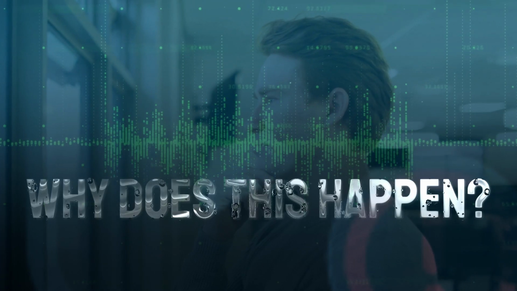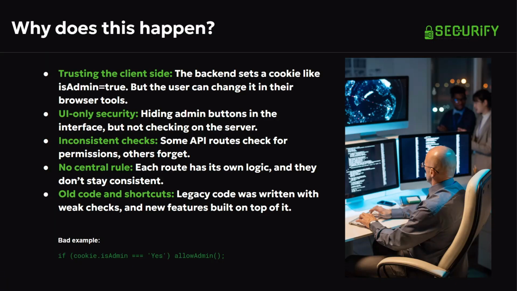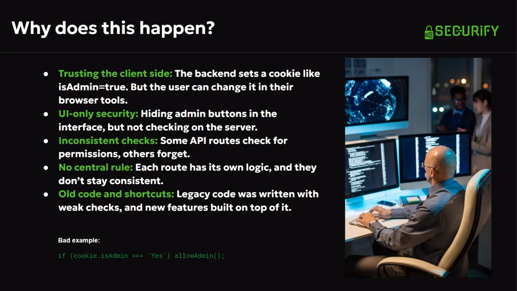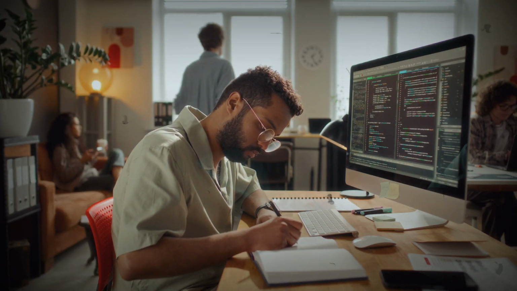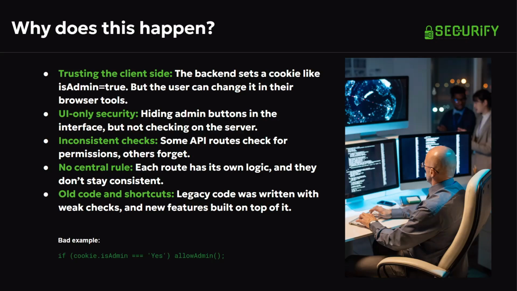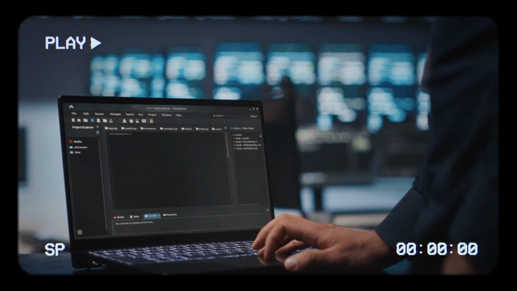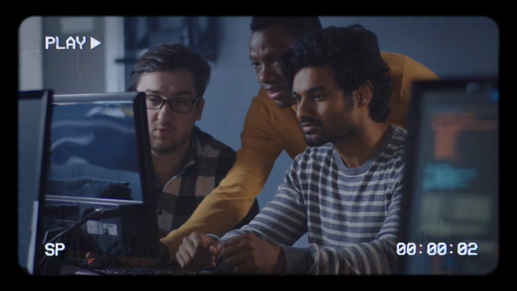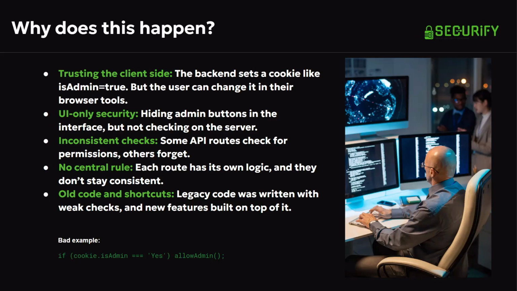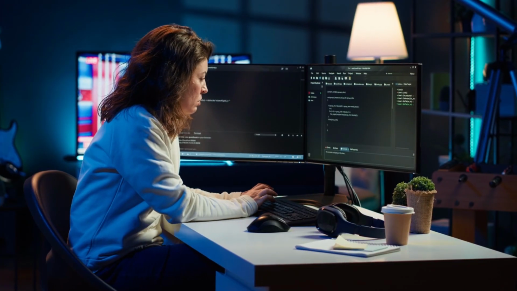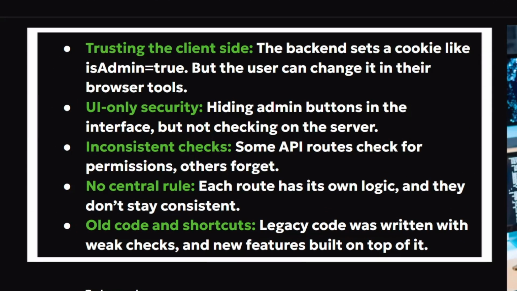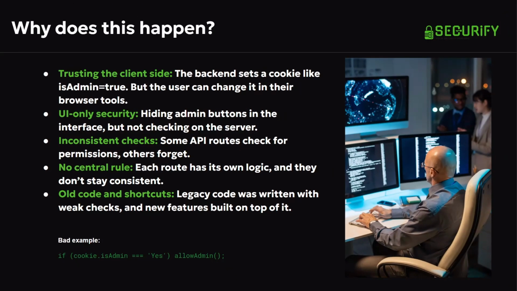So why does this happen? Now you might be thinking, this seems like a pretty obvious mistake. Why would any developer ever do this? But here's the thing, even smart, experienced developers make this mistake, not because they are careless, but because real-world projects are messy. Deadlines are tight, features get rushed, and sometimes shortcuts slip through. Here are 5 common reasons this kind of broken access control bug appears, even in well-funded teams.